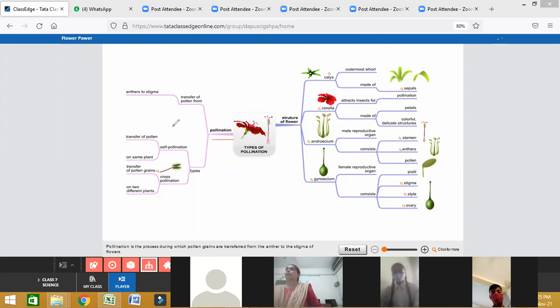See, this is pollination. First is self-pollination, and second is cross-pollination. Self-pollination is the transfer of pollen of the same plant, okay? And in cross-pollination, it is the transfer of pollen grains of two different plants. So these are the types of pollination, okay?